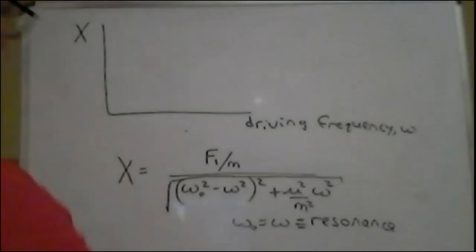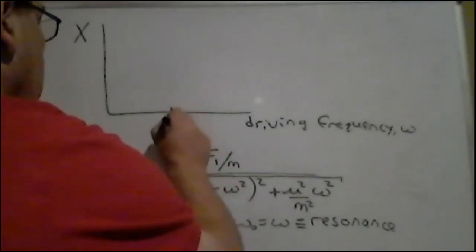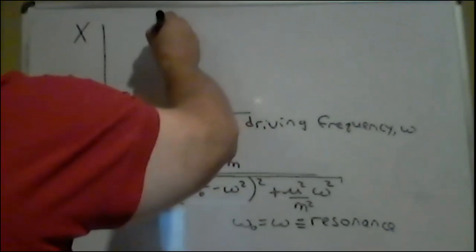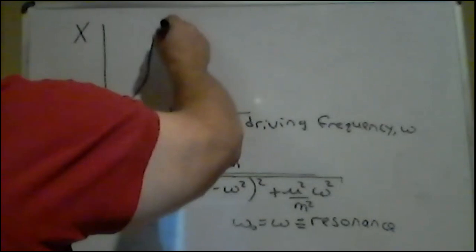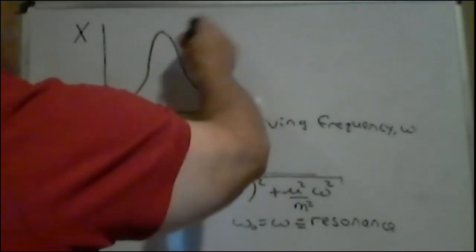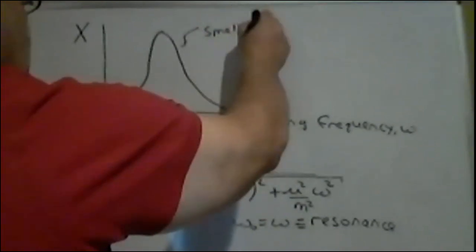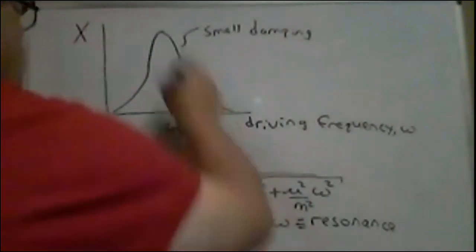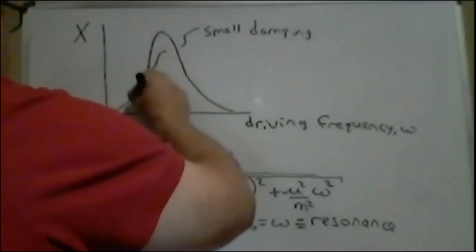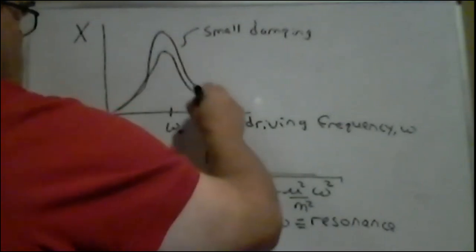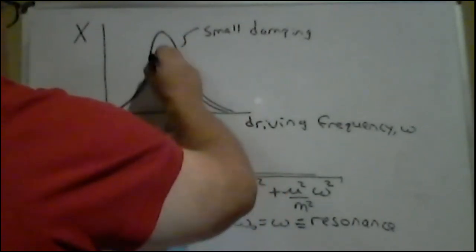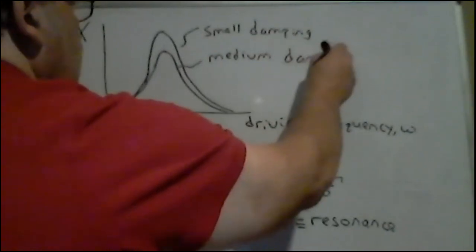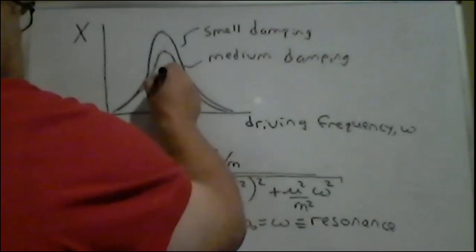So we look and say, okay, we have a special frequency omega naught. If we're looking at small damping, mu being small, this amplitude gets huge. If it's 0, I go to infinity. Then for medium damping, it's lower, and it becomes less and less of a problem if I have heavy damping. Maybe it's down here.